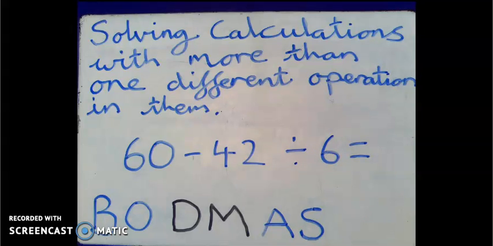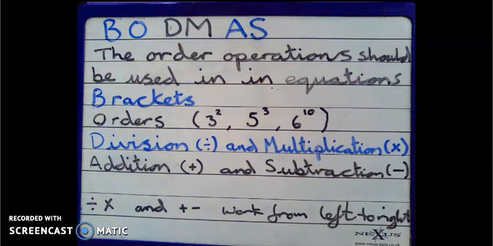The biggest top tip you probably will get in maths is to follow the order of operations, and we learn that by this acronym BODMAS. What does BODMAS mean? Well, it means that if we have a calculation or an equation, we have to solve parts of it in a specific order. B, anything in brackets will be solved first.